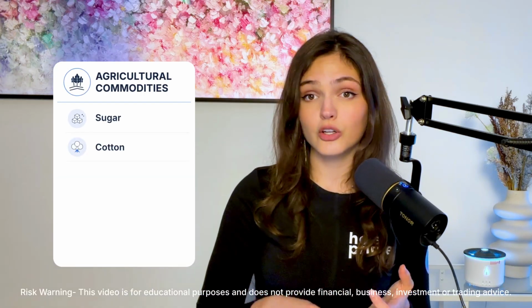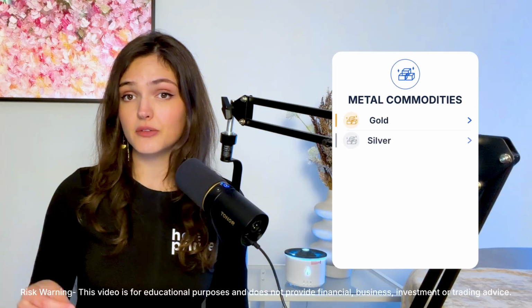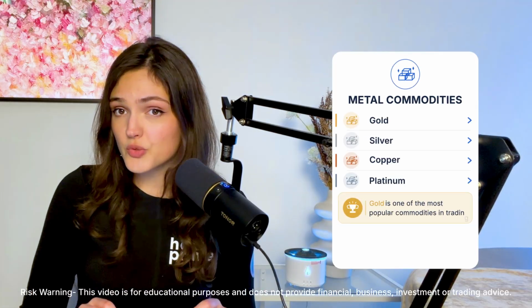Agricultural commodities include raw goods such as sugar, cotton, coffee beans, and similar products. Metal commodities include gold, silver, copper, and platinum. And gold is one of the most popular commodities in trading. It is often called a safe haven because there is a limited amount of supply. It is seen as a store of value and is often used as protection during inflation or uncertain market conditions. Silver and other metals are also very popular, especially because they move differently compared to stocks and bonds in times of crisis.